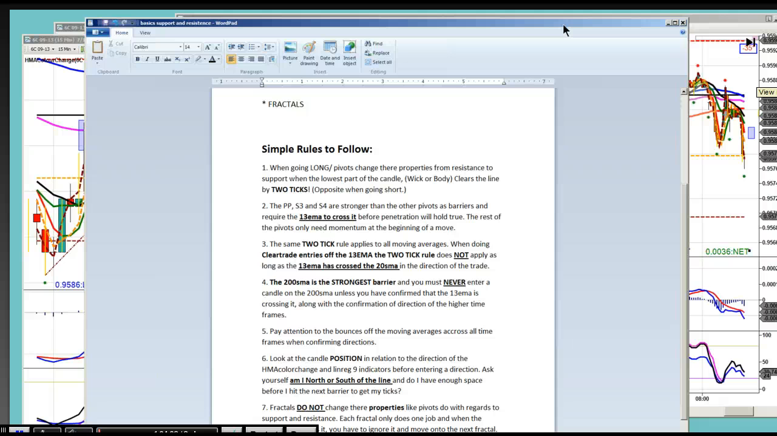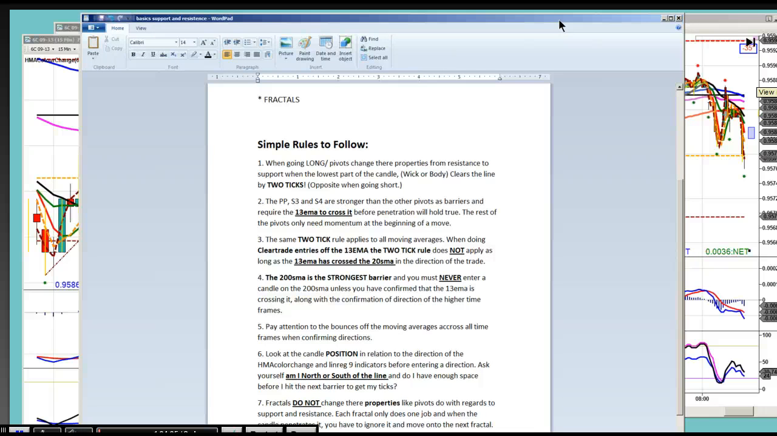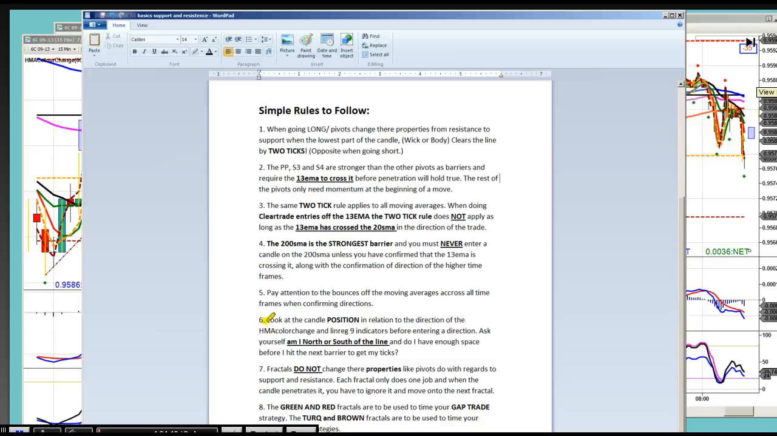Before you enter your clear trade or your gap trade, you always want to make sure that you look at the candle position in relation to the direction of the HMA color change and the Reg 9 indicators before entering a direction. Ask yourself, are you north or south of the line, and make sure that you have enough space before you hit the next barrier to get your ticks. So let's take a look at that. And I have a nice little trick.